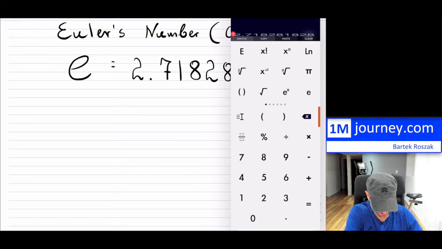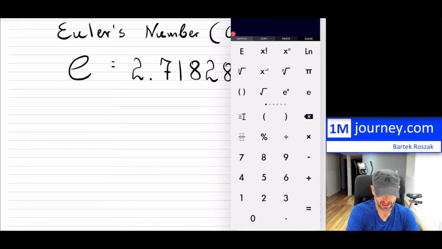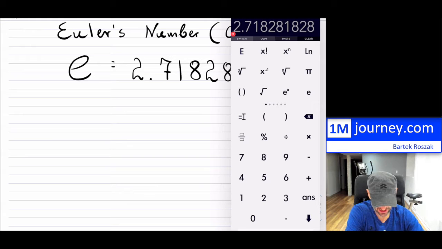So here I'm going to point it out right here. In this calculator, notice there's the little e. If I hit this little e, it equals, I get this number. So Euler's number is a number, and it is an irrational number.